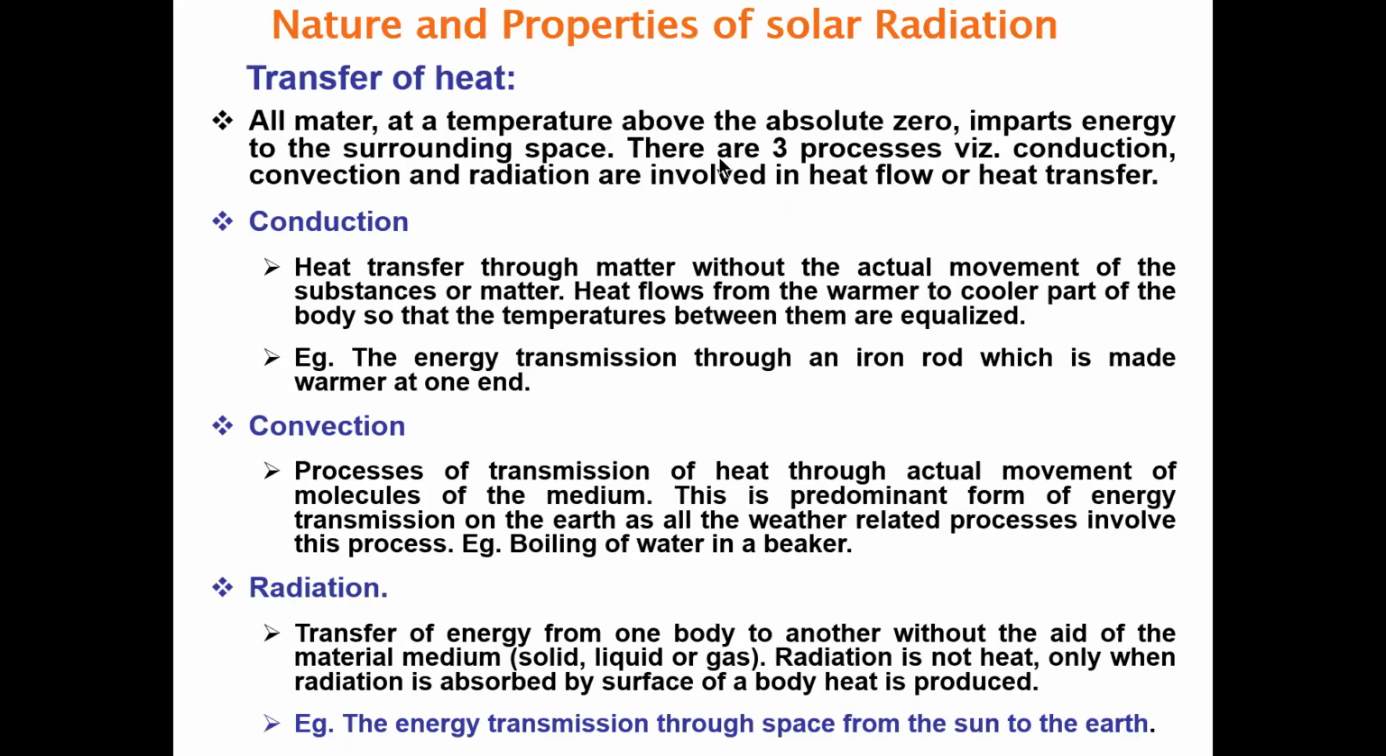Nature and properties of solar radiation: we receive energy in different forms, and heat is one of the energy forms. Heat is transferred from the radiating body, or the energy emitting body, to the receiving body in three ways: conduction, convection, and radiation.